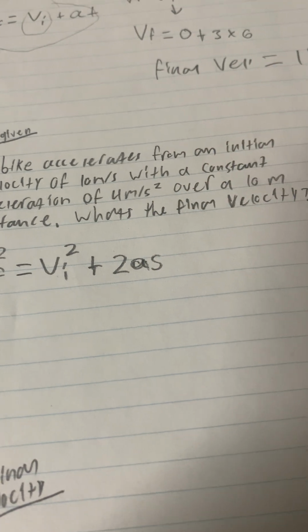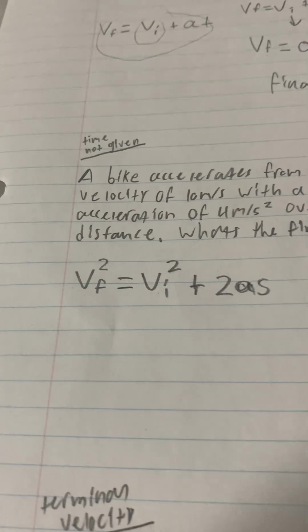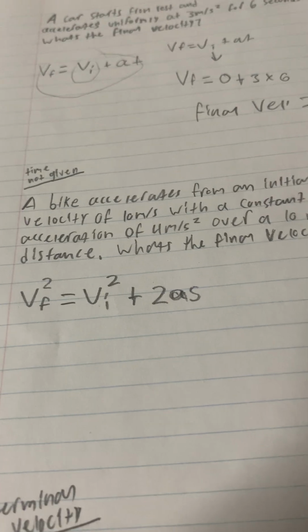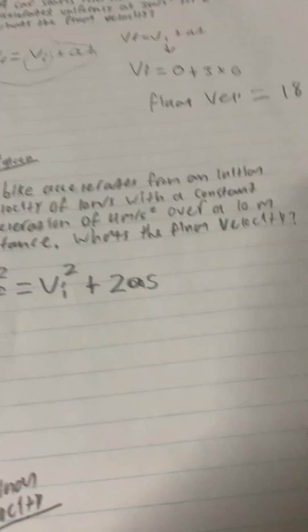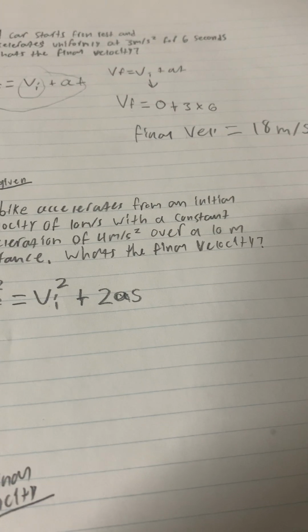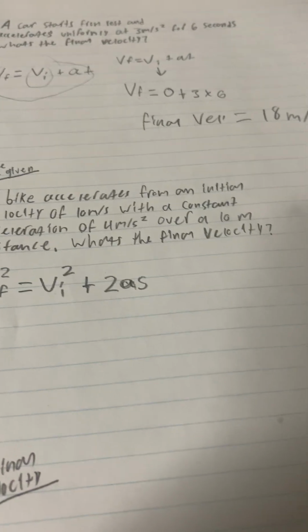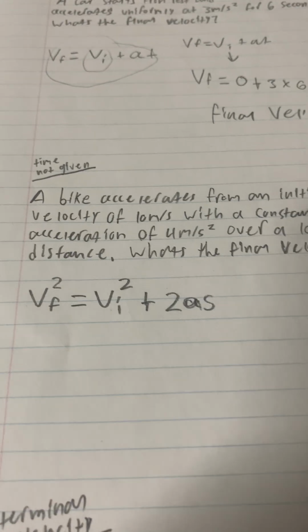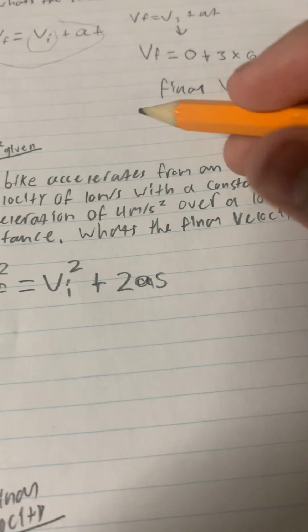S is the kinematic symbol for displacement. I don't know why it's not D. Oh, wait, actually, because D is the kinematic symbol for distance, and S is displacement. Don't ask why. I don't make the rules. I just teach you them.